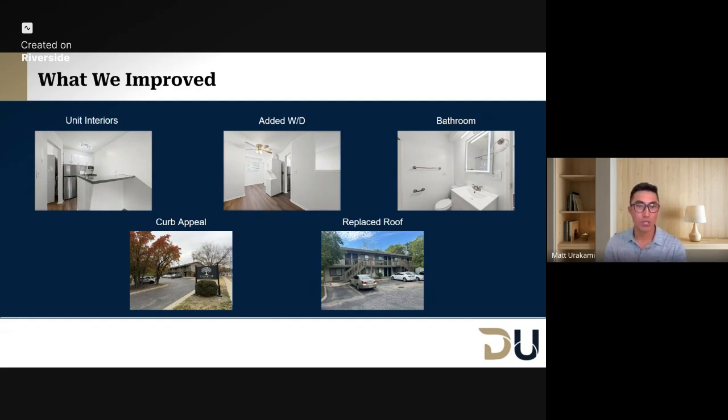We upgraded the bathrooms, and then from the exterior perspective, one thing we did right out of the gate as soon as we acquired the property was put new signage on. We replaced the roofs on these 3 buildings at this property, increasing the curb appeal. We painted all the doors to the units, changed out the address numbers, changed out the patio lights, making it look much more visually appealing from an exterior perspective. So when you're driving by the property, it's something nice to look at.